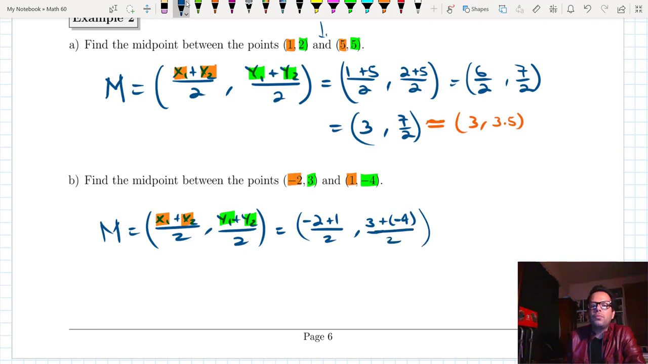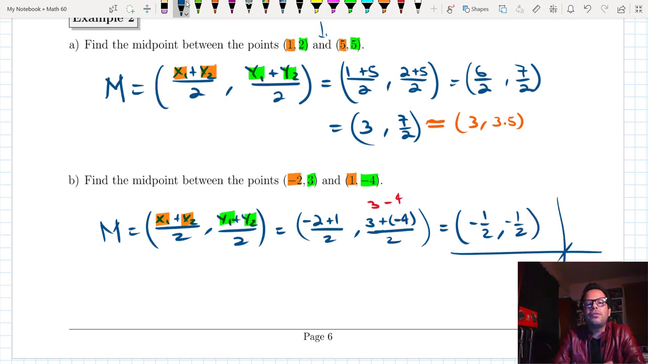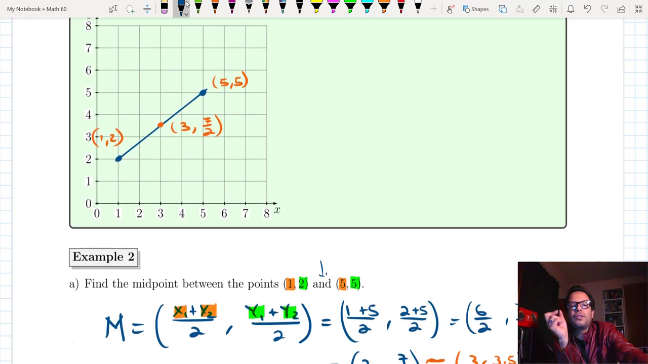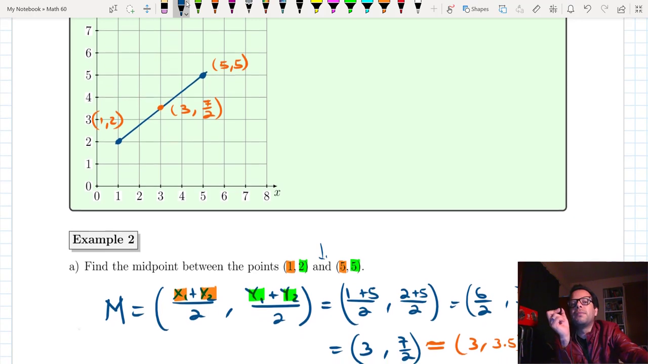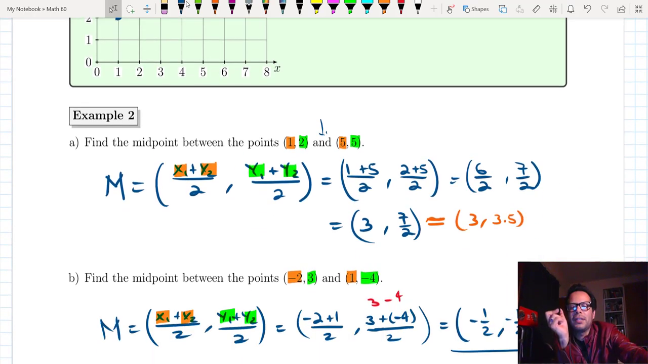So -2 plus 1, what is that going to give us? That's going to be -1/2, comma 3 plus -4. This is the same as 3 minus 4, what is that going to be? -1/2 as well. And that's the final answer. No need to graph this one, only graph the first one in this case, just so you can see the bigger picture of what this is about.